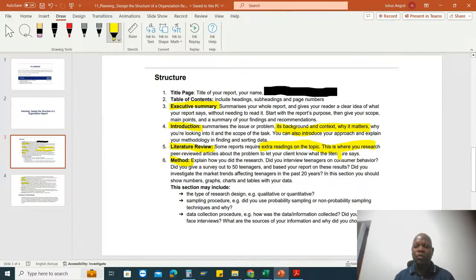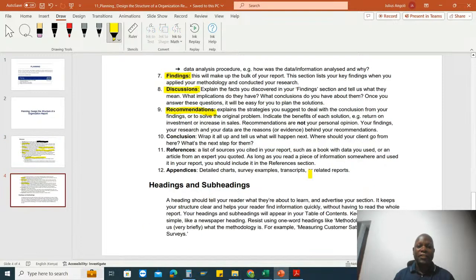Some will require you to talk about the methodology that you're going to use. And therefore, we'll be looking at what designs are there, either qualitative or quantitative, sampling, data collection procedures, and all that. However, this is specific to specific reports, and we will be looking at it overall. So in the next bit, we'll be looking at the findings, discussions, and recommendations, and how to write them. Basically, we'll be doing practices around this.